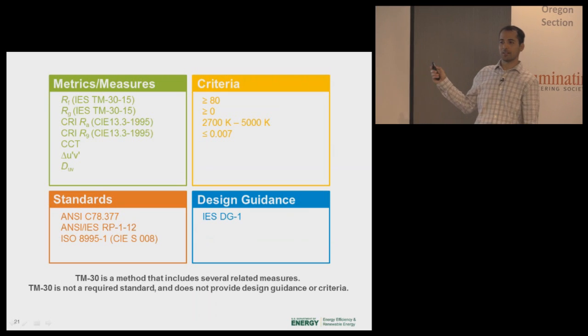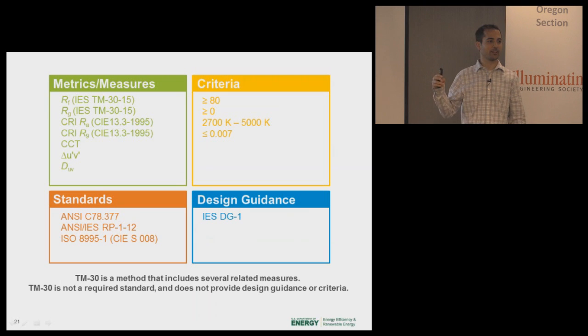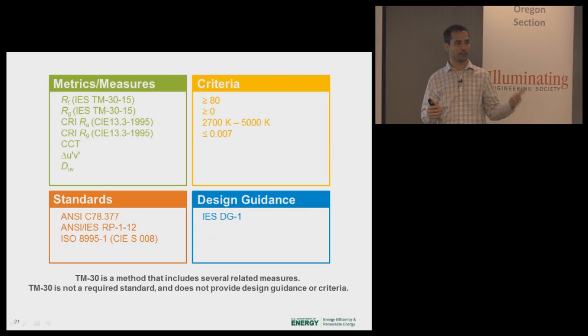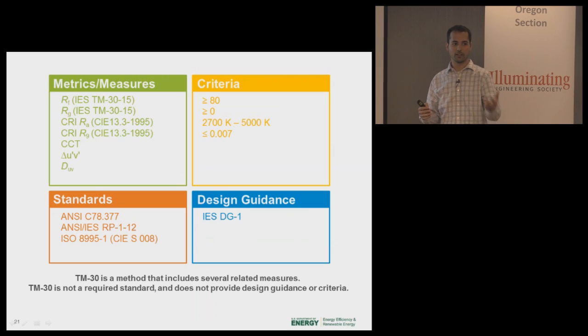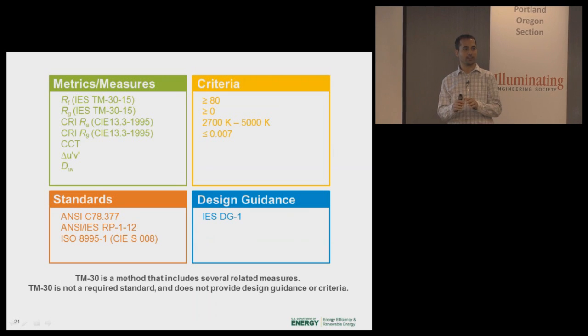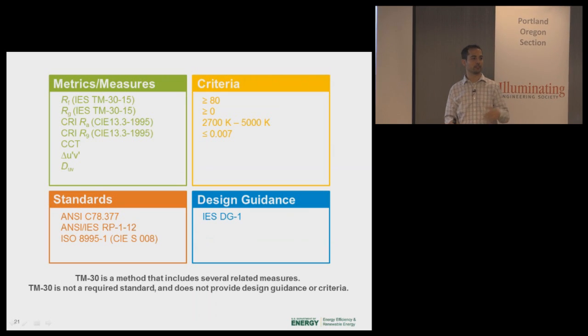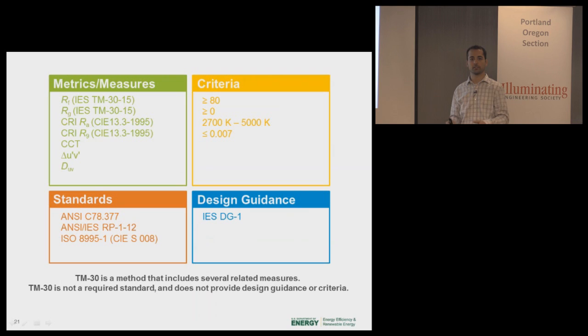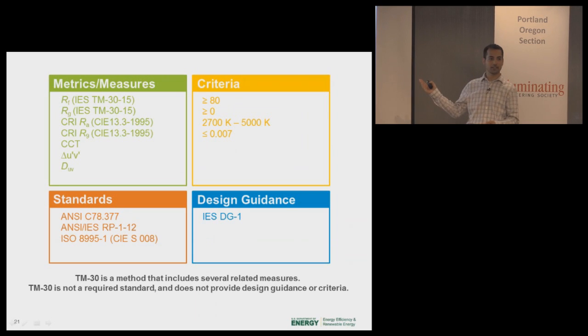Okay, so what is it and what isn't it? TM30 is a method that includes several measures and metrics. It doesn't establish any criteria. Criteria is something that Energy Star or DLC or individual designers develop for their own projects. TM30 is completely agnostic on that front. It doesn't tell you what a good source is, what a bad source is. It simply describes the mathematical calculations to determine the numbers. It doesn't provide any design guidance.